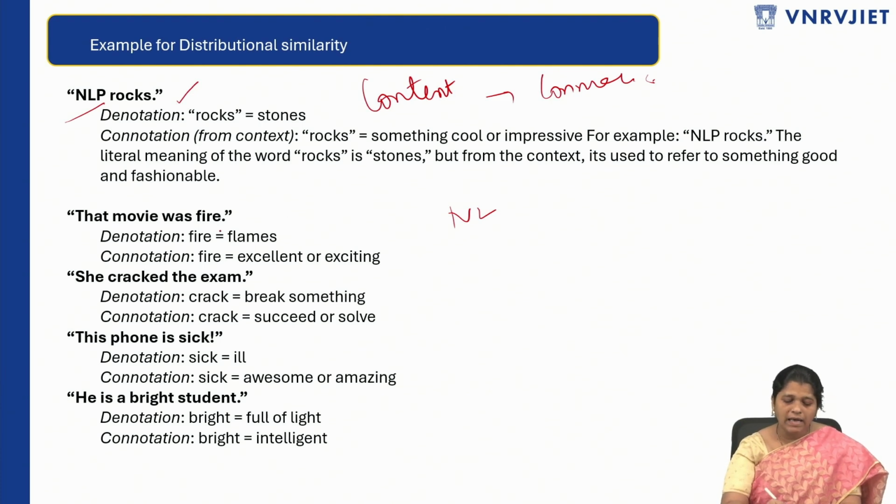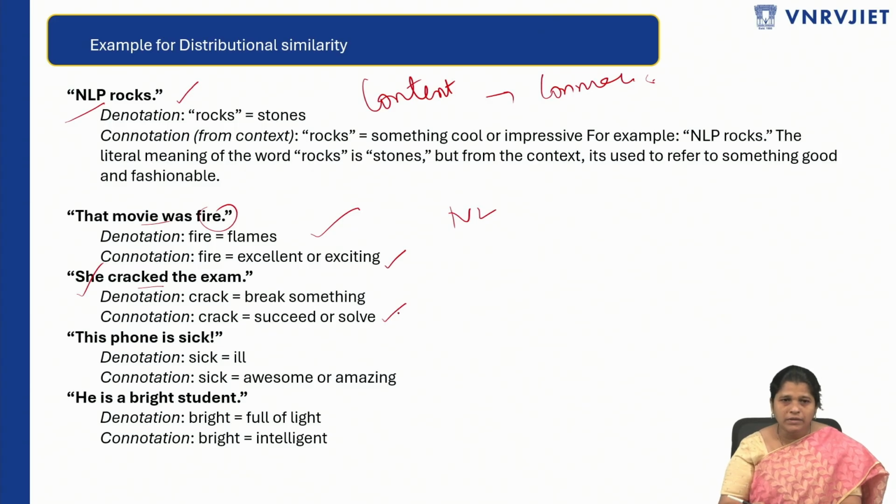Similarly, we have the word fire, where the actual meaning is flame. But if I use it in a context like "that movie was fire," it means it is very excellent. So the connotation, the contextual meaning, is excellent or exciting. Similarly, we have "she cracked the exam." In the denotation, crack means to break off. But in the context "she cracked the exam," it is connotation, so it means to succeed.